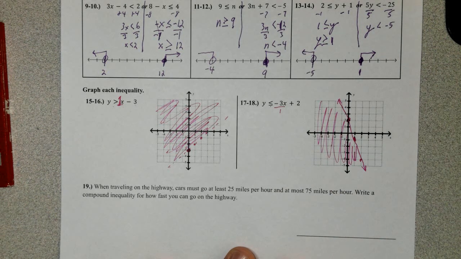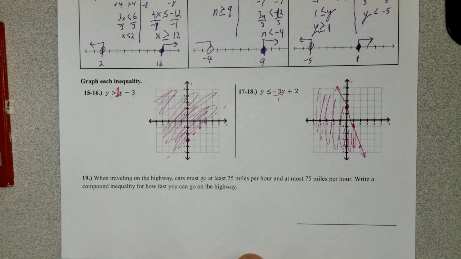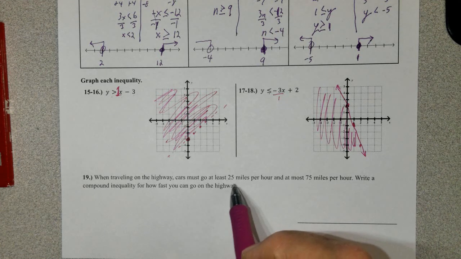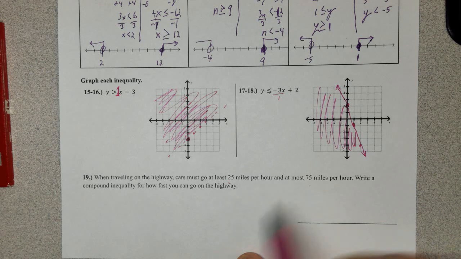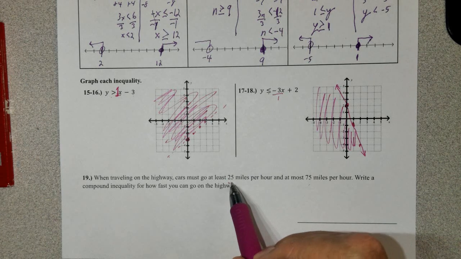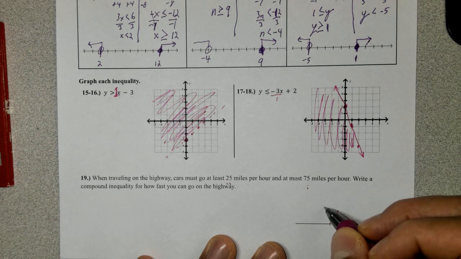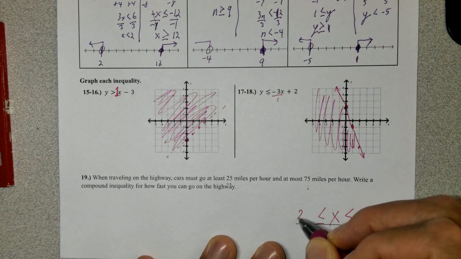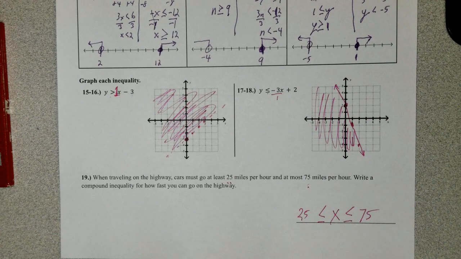All right. Now, word problems. I'm going to give it to you straight. They're always going to be between situations. Okay. In this case, you're in the car. You have to go at least 25 miles per hour, but at most 75 miles per hour, which makes sense, right? You can't drive too slow. You can't drive too fast. So what does that look like? Your speed is between 25 and 75. And there you have it.